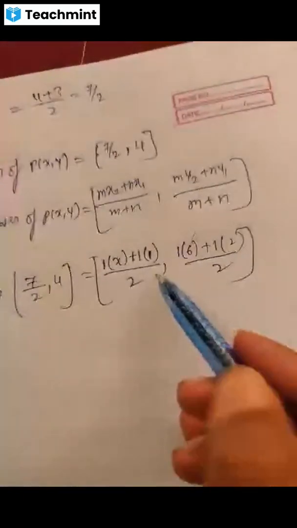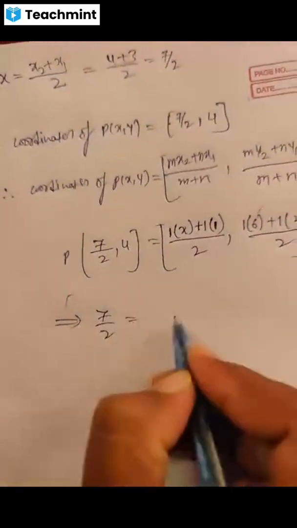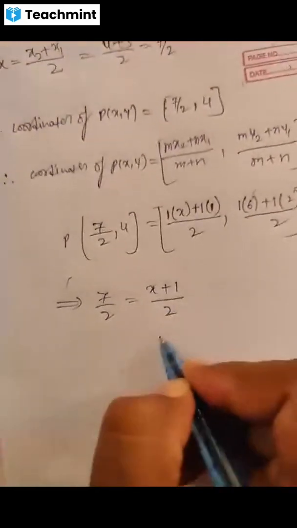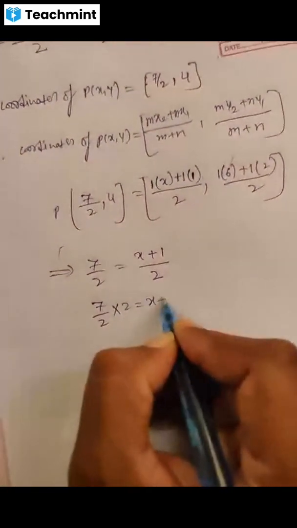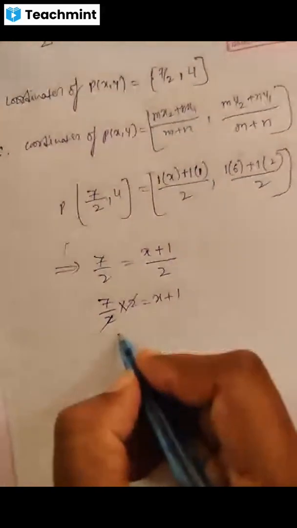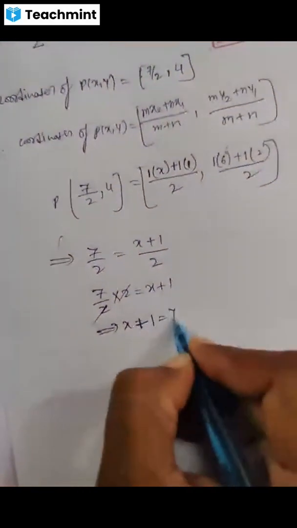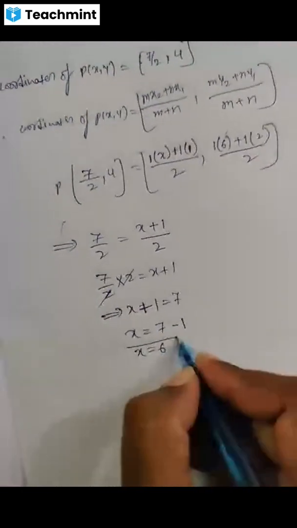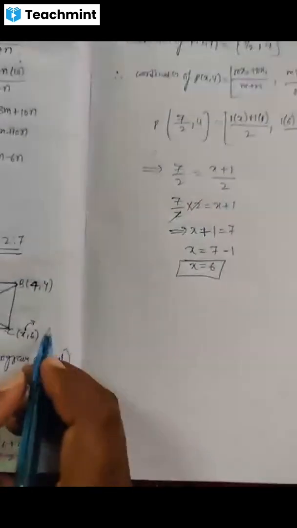For this you can take only the x coordinate. That implies 7/2 = (1·x + 1·1)/2. By cross multiplication, 7/2 × 2 = x + 1. Here the 2s get cancelled, and that implies x + 1 = 7. So x = 7 - 1, so x = 6. The x value is found. This is x = 6.